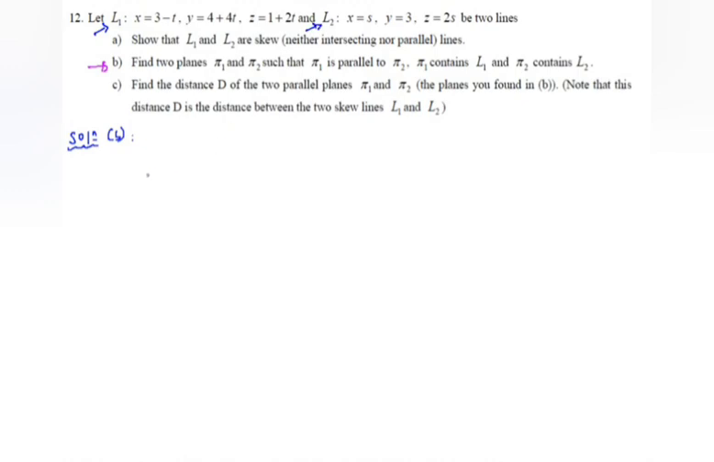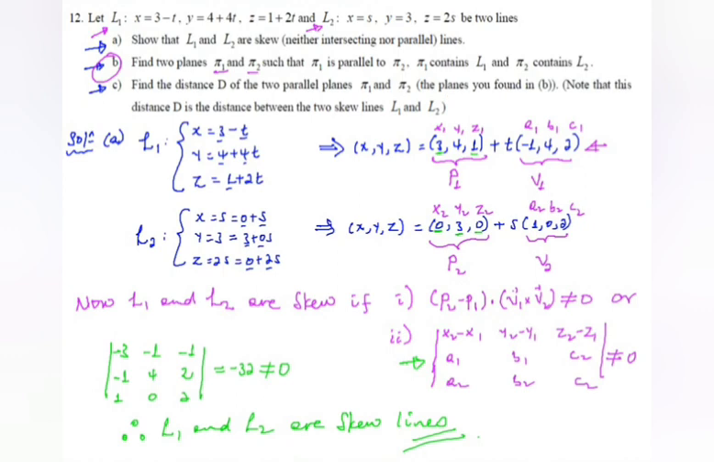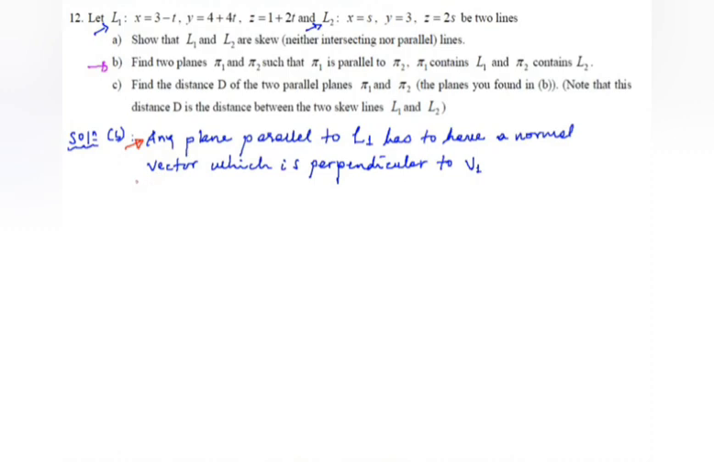So the fact or the principle that you need to know here is any plane parallel to L1 has to have a normal vector which is perpendicular to V1. Okay, we need this fact. Any plane parallel to L1 has to have a normal vector which is perpendicular to V1. I have rewritten V1 and V2 here. So this fact should be known.